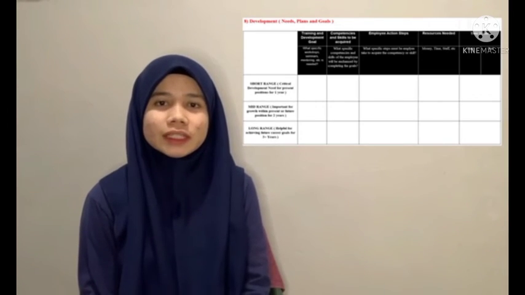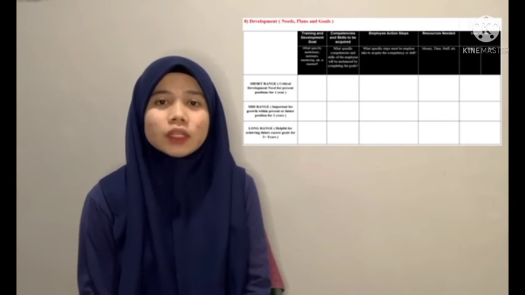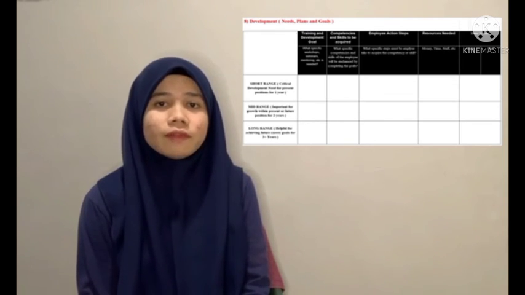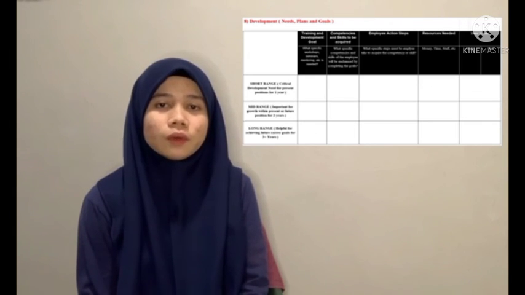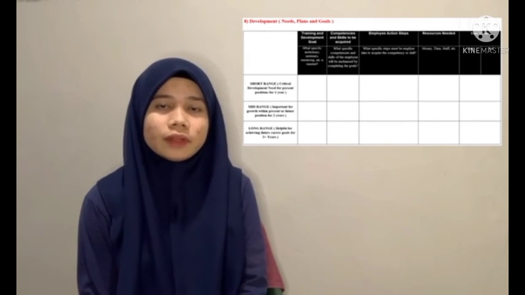Next, developmental needs, plans, and goals. This section of the form is future-oriented and includes information about specific goals and timetables in terms of employee development. There are 5 pieces of information for this part. First, training and development goals to be acquired. Second, competency and skill to be acquired. Third, employee action step. Fourth, resources needed, and fifth, time frame.